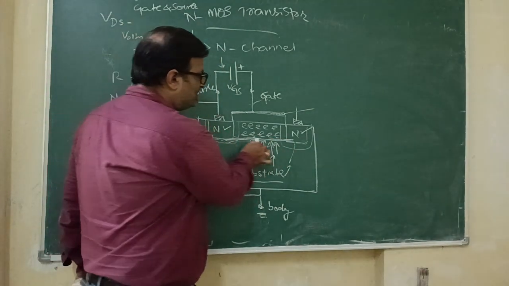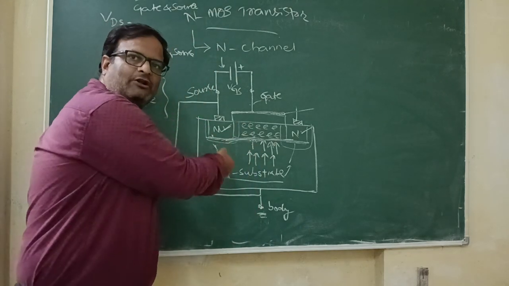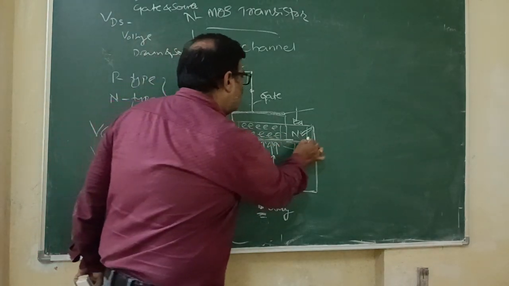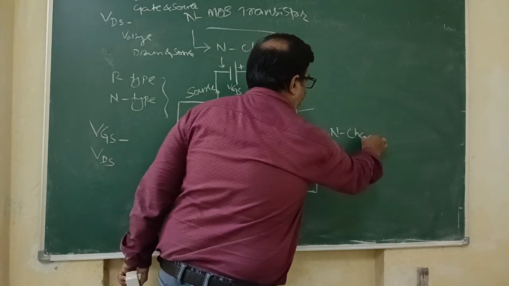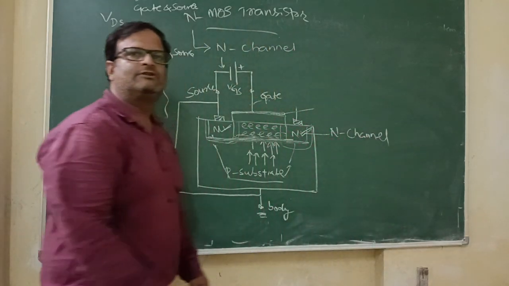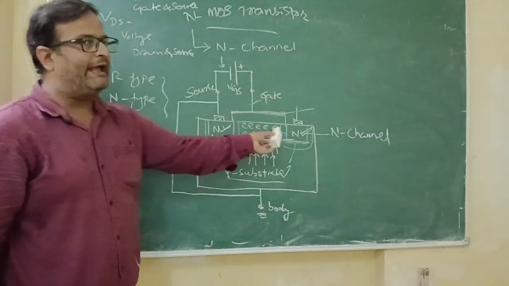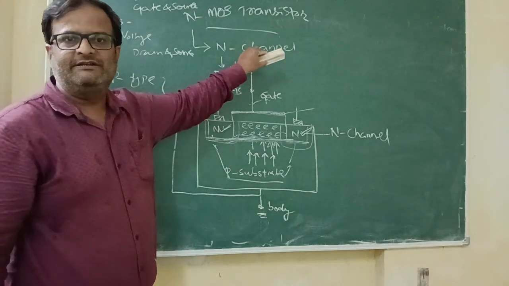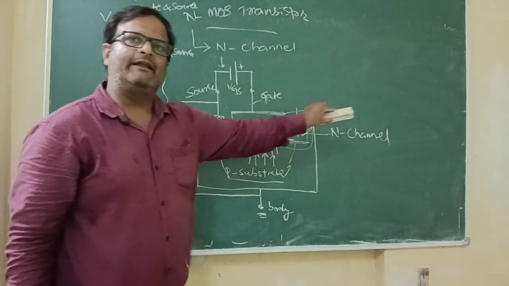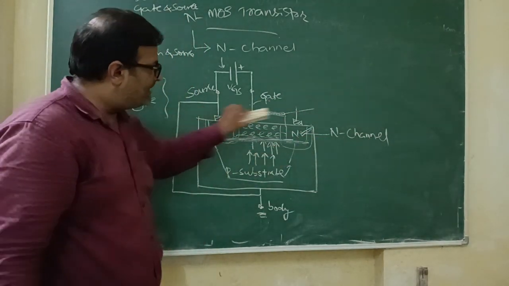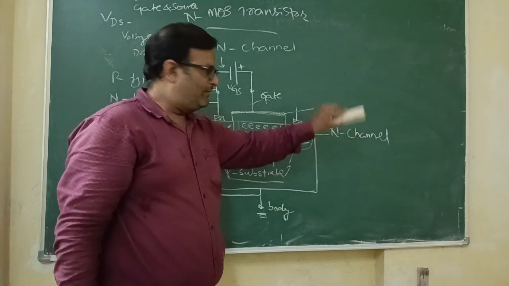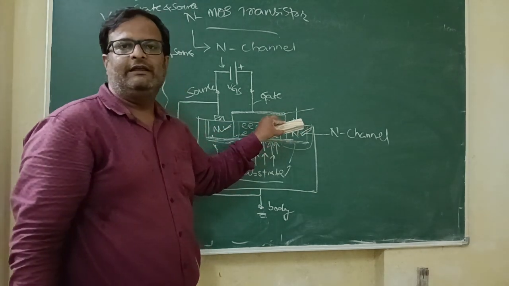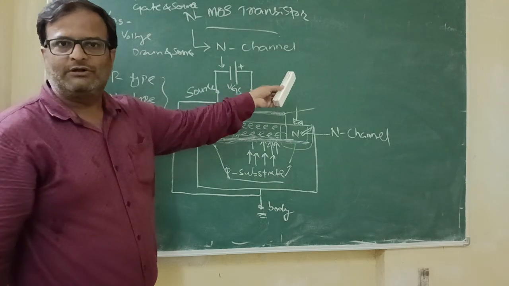That means what type of channel is it? Now this is n type, meaning electrons, this is n type, meaning electrons, and here are electrons. That means the total channel is called n channel. Now if this is an n channel, that means this transistor is known as NMOS transistor, nothing but the n channel MOS transistor. That means the channel created here is n, or the channel consists of electrons only. So this is known as n channel MOS.